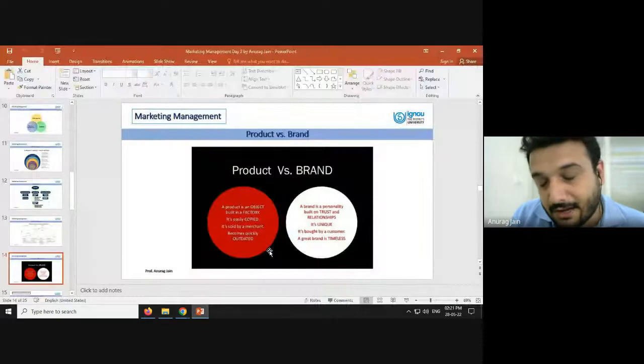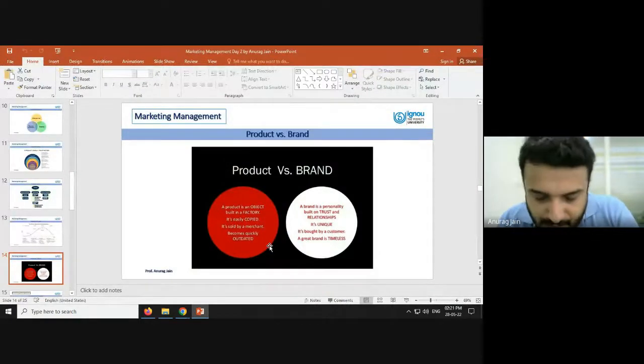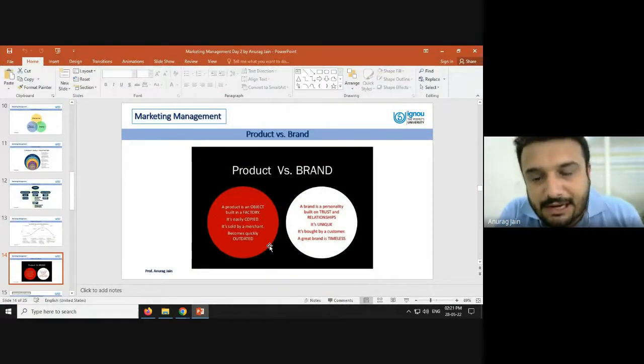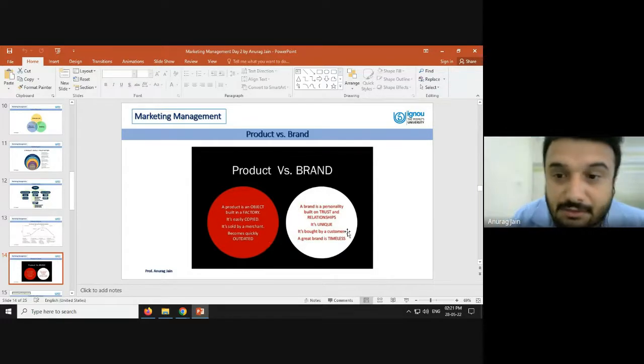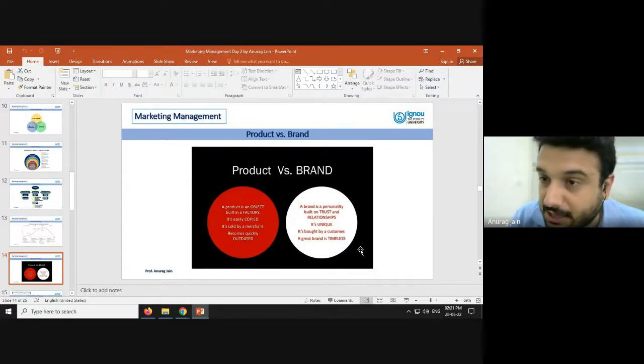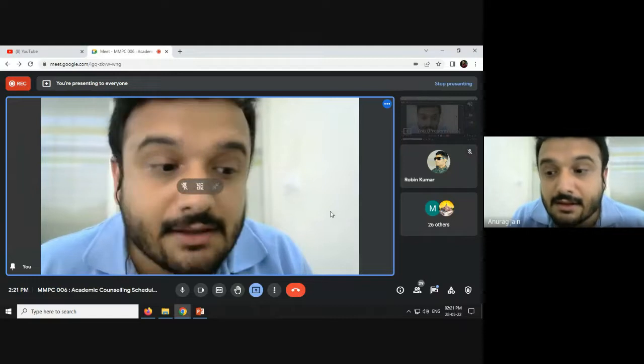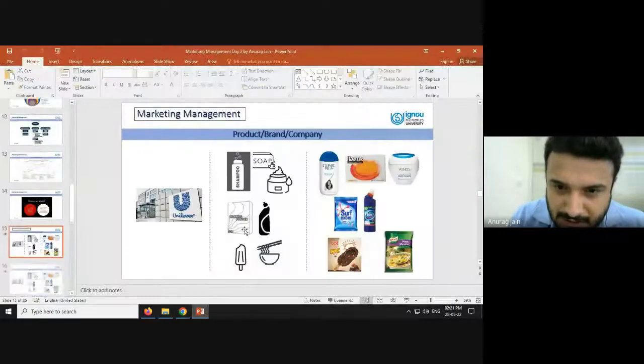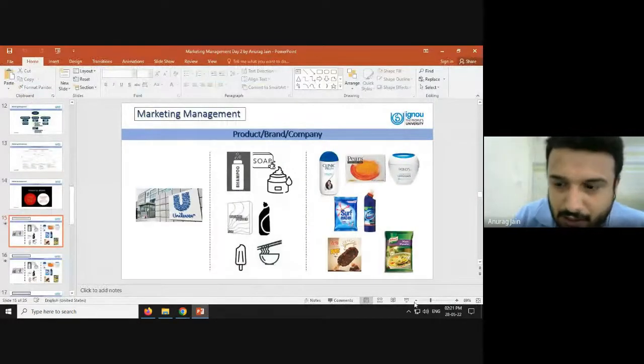And why both are different. So product is something which is tangible, and brand is something which is intangible, which one cannot actually produce in the factory, right? So this is just a basic understanding I wanted to create about this.